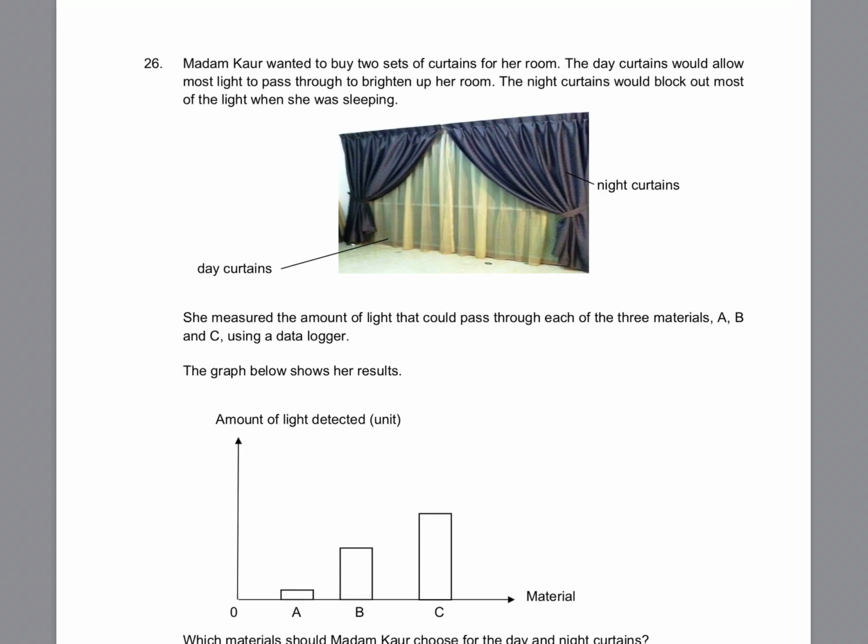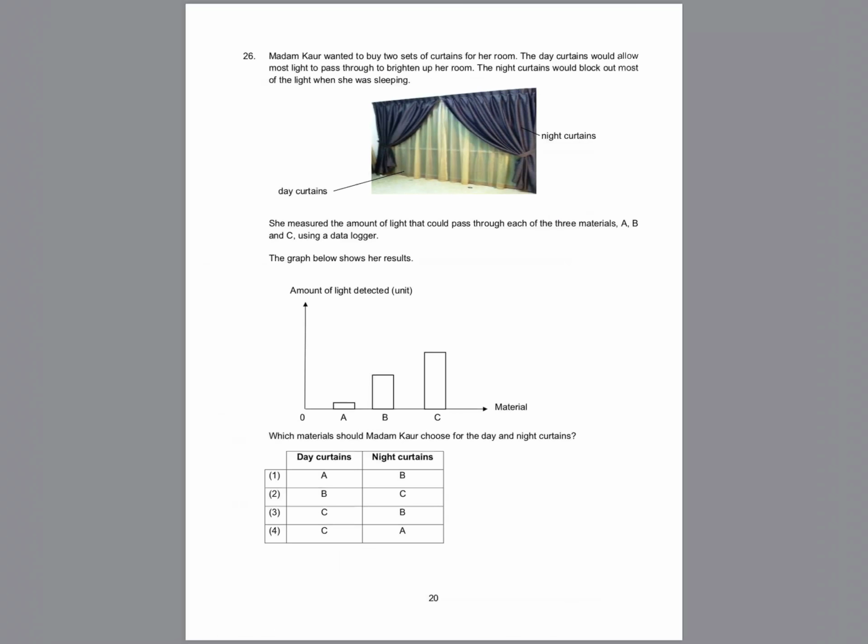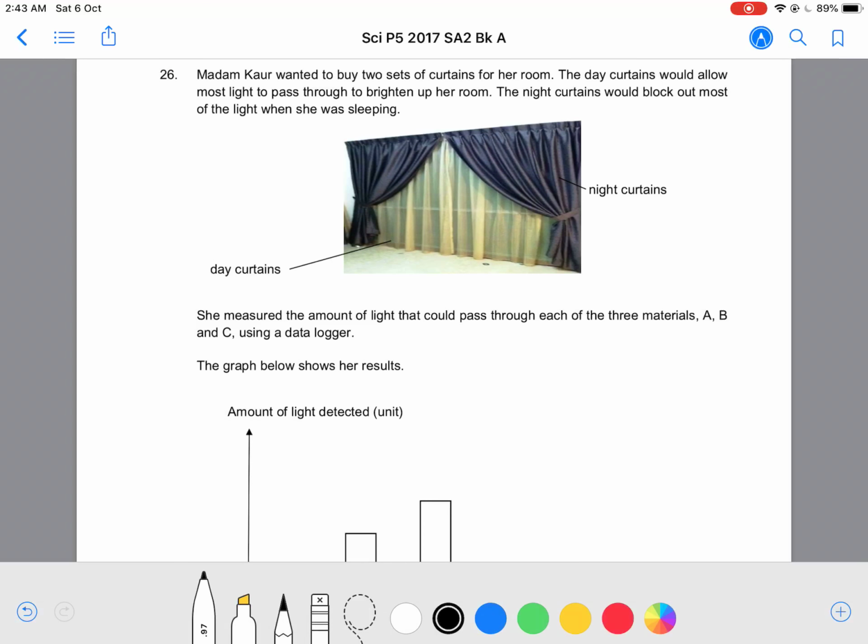Question 26. This lady wants to buy 2 sets of curtains. Very rich lady. And the day curtain needs to allow most light to pass through, which makes sense, because you need lights to see. In the day, you need to make sure there's light passing through so you can see things inside. The night curtain actually blocks out most of the light.